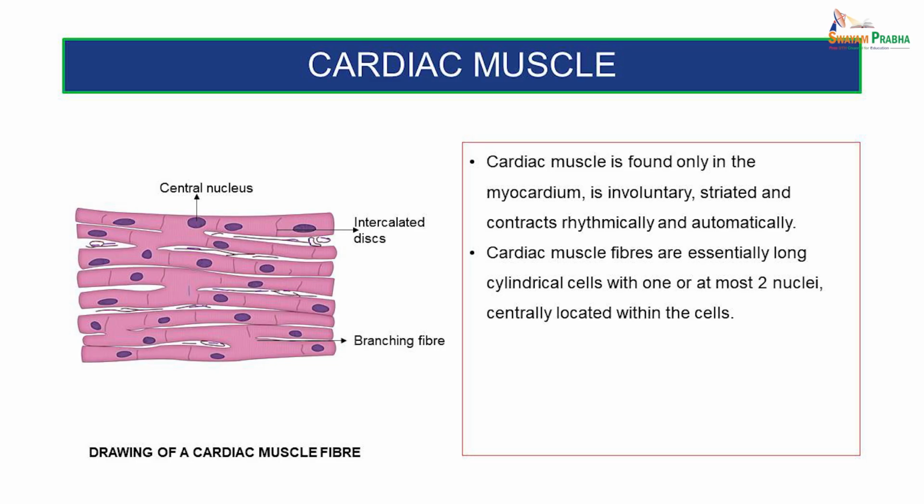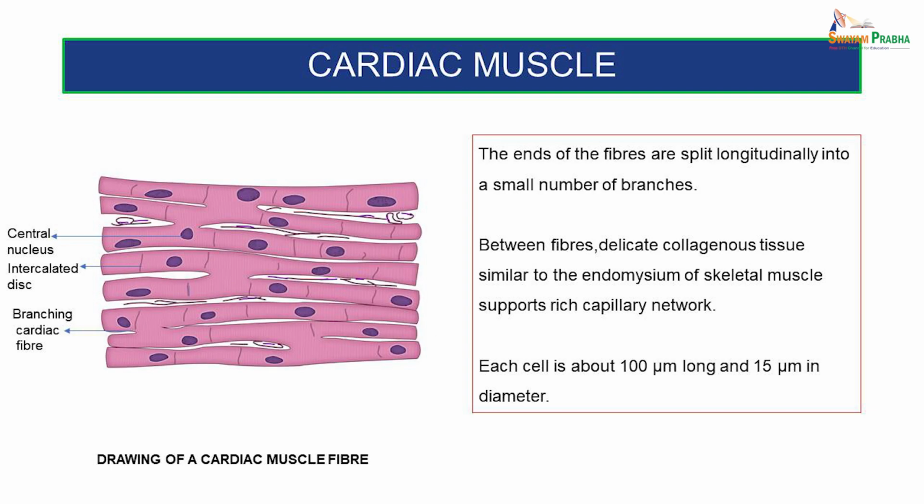The cardiac muscle is found only in the myocardium. It's involuntary, striated and contracts rhythmically and automatically. The cardiac muscle fibers are essentially long cylindrical cells with one or at most two nuclei centrally located within the cells. These are the fibers. They are all branching with an intercalated disc and central nucleus. The ends of the fibers are split longitudinally into a smaller number of branches.